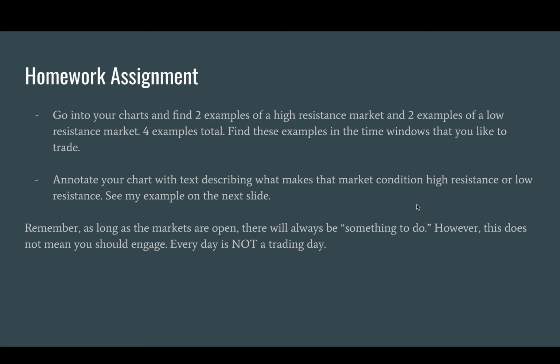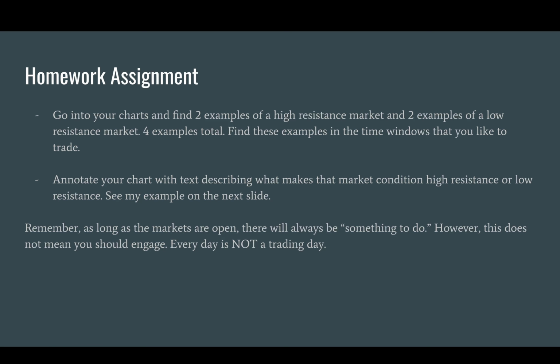Homework assignment. What I want you to do is go into your charts and find 2 examples of a high resistance market and 2 examples of a low resistance market. Okay, I need 4 examples total. Find these examples in the time windows that you like to trade. So if you like trading Asia, all right, find 4 examples for Asia. If you like trading the PM session, I need you to find 4 examples within the PM session.